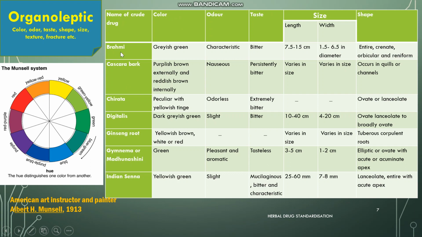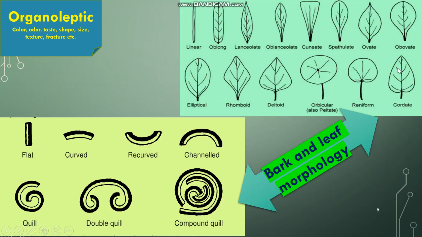There are different examples that I found from different sources. Examples of some drugs, like Brahmi, which is grayish green in color, the odor is characteristic and the taste is bitter. The size is 7.5 to 11.5 centimeters in length and the width is 1.5 to 6.5 centimeters, and the shape is entire, crenate. This is the leaf shape, because the part used of Brahmi is the leaf; the herb is a brain tonic. Next is the cascara bark. Here the bark size is of course in the form of quills or channels.